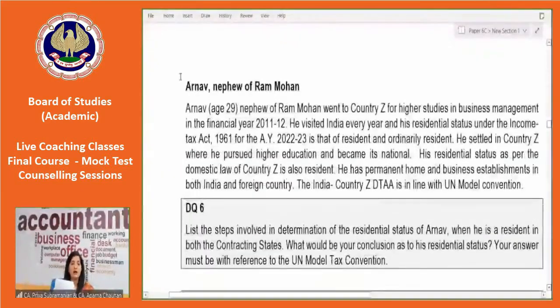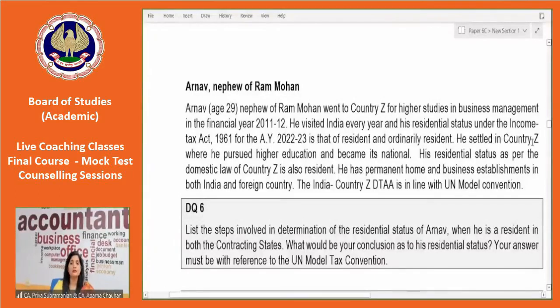Next question is relating to Arnav, nephew of Ram Mohan. Arnav, aged 29 years, nephew of Ram Mohan, went to country Z for higher studies in business management in financial year 11-12. He visited India every year and his residential status in the Income Tax Act for the assessment year 22-23 is that of resident and ordinary resident.